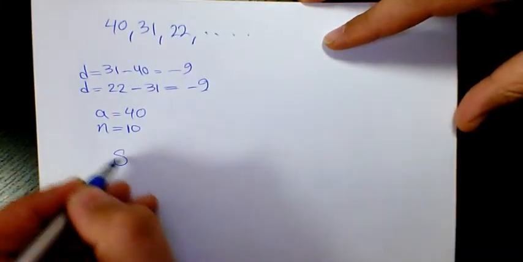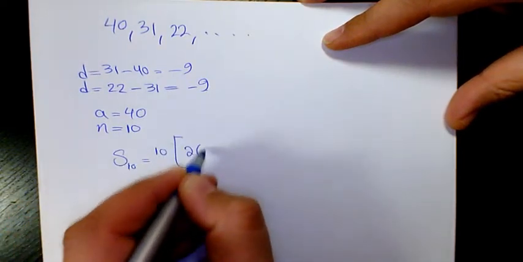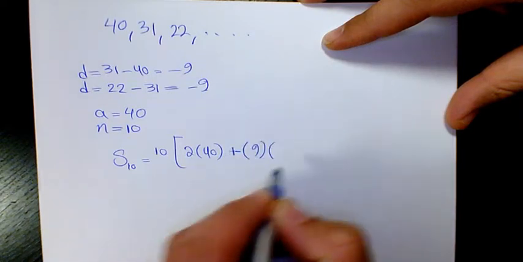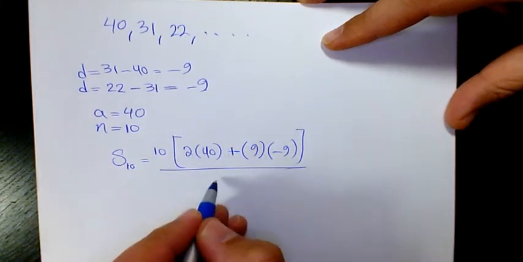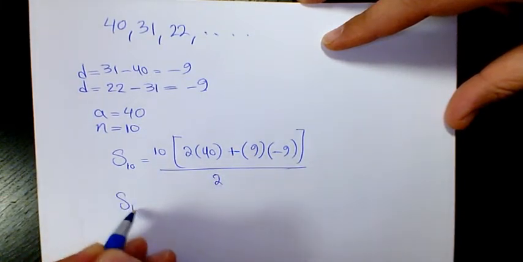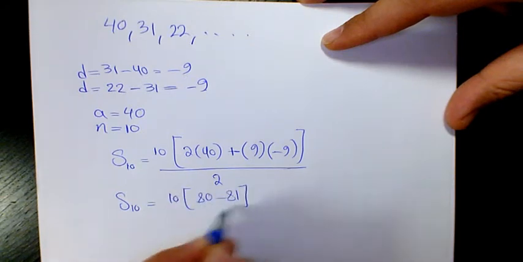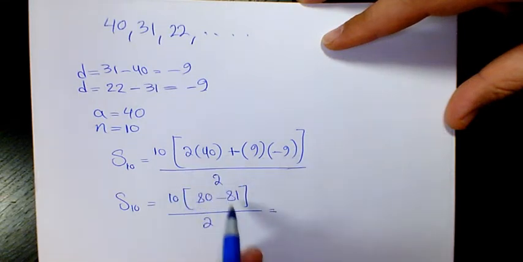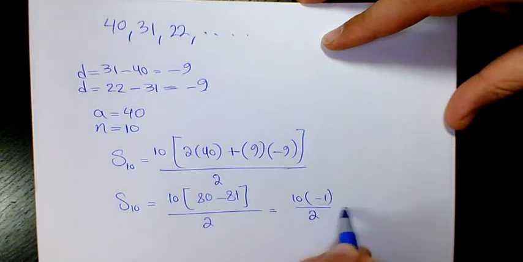So we have S10, 10 times 2 times A plus N minus 1, 9 times D, which is negative 9, divided by 2. So that's going to be 10 times 80 minus 81 divided by 2. 2 times 40 is 80. 9 times negative 9 is negative 81. So 10 times negative 1 divided by 2. So that's going to be negative 5.